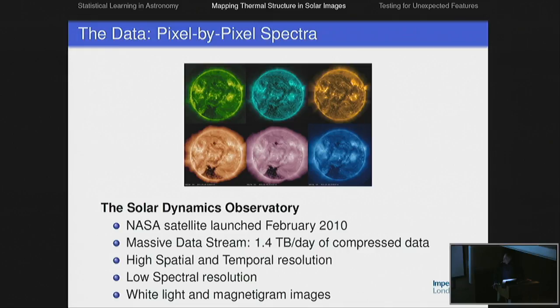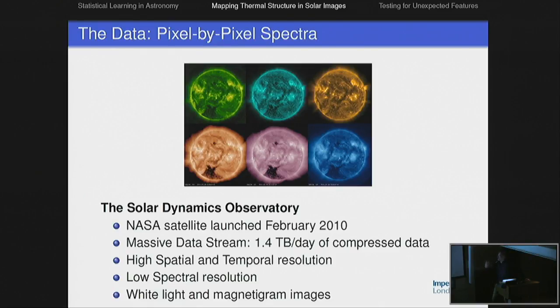The main characteristics of this data is that it's very high resolution spatially, so you get great images. High resolution temporally as well, so you can make movies. But it's relatively low spectral resolution, about, I guess, seven color bands, and I have six of them there just to make my picture a little bit nicer. And there's white light and magnetogram images. We won't be talking about the magnetograms today, though.